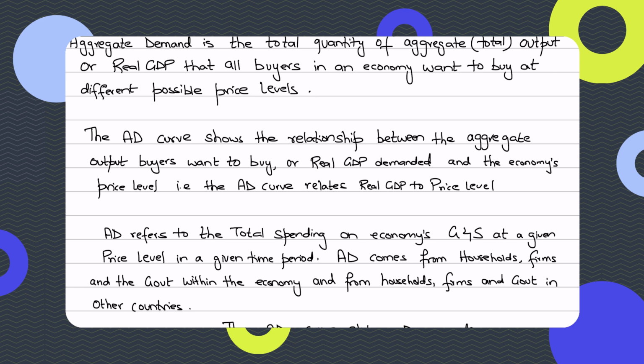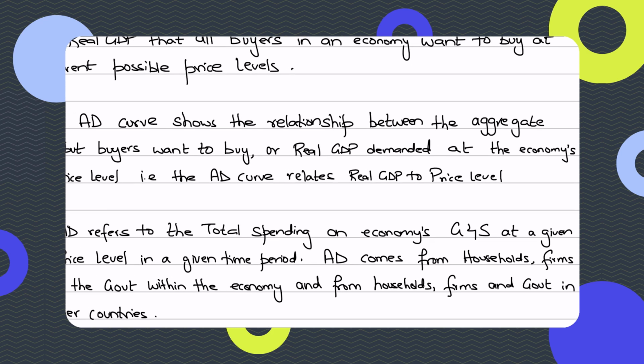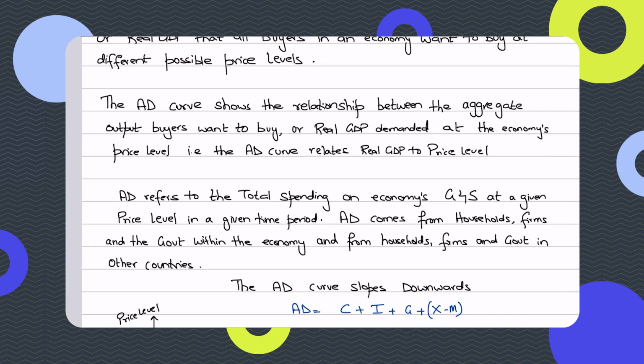Buyers here are consumers, firms, households, government, foreign buyers, right? So all the buyers in the economy would want to buy, or you can say, in other words, the real GDP demanded at the economy's price level. I had to write "at" and I wrote it, right, at the economy's price level. So the aggregate demand curve is showing the relationship between the aggregate output that people want to buy, or the real GDP that is demanded, at the economy's different price levels, right? That is, the AD curve relates real GDP to price level, right?